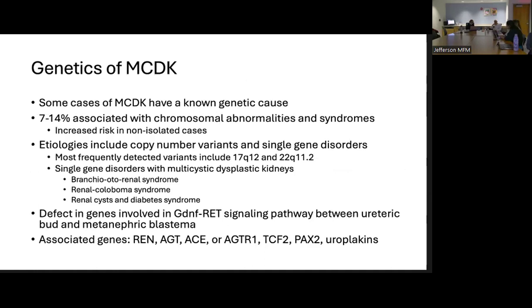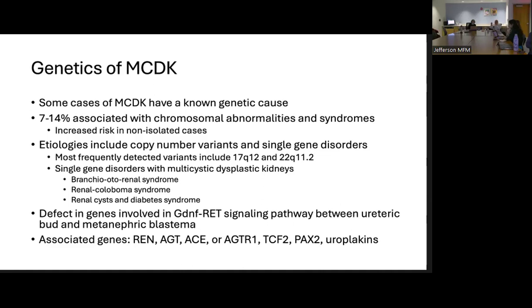So now we're going to get into the genetics of MCDK. Some cases of MCDK have a known genetic cause. 7 to 14% are thought to be associated with chromosomal abnormalities and syndromes. This risk is increased in non-isolated cases. Etiologies include copy number variants and single gene disorders. The most frequently detected variants are 17q12 and 22q11.2.